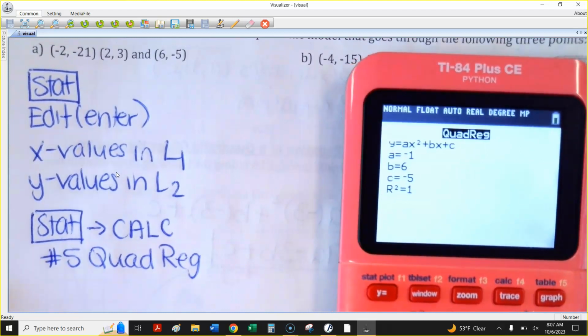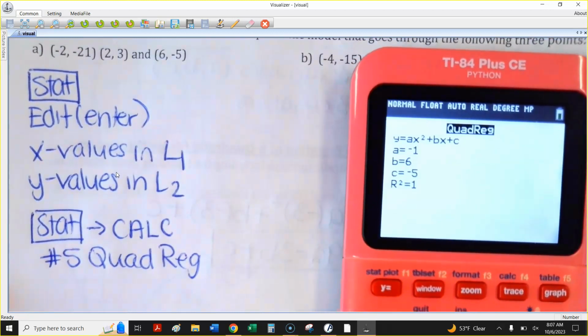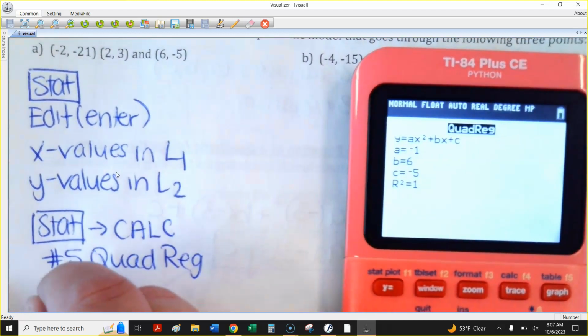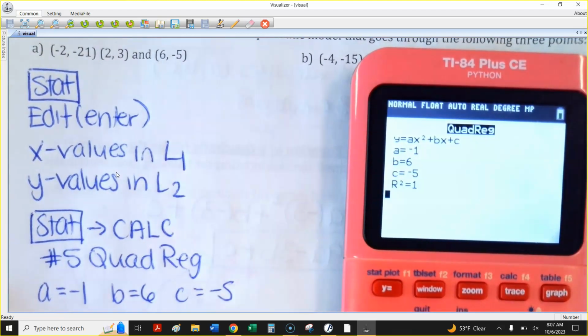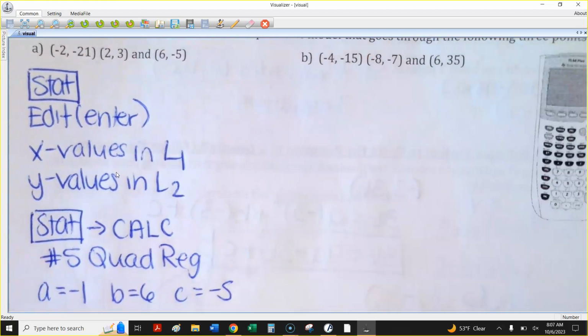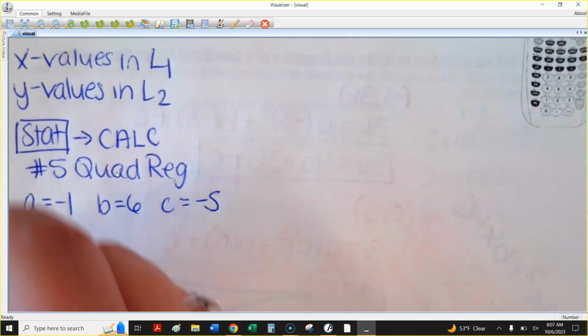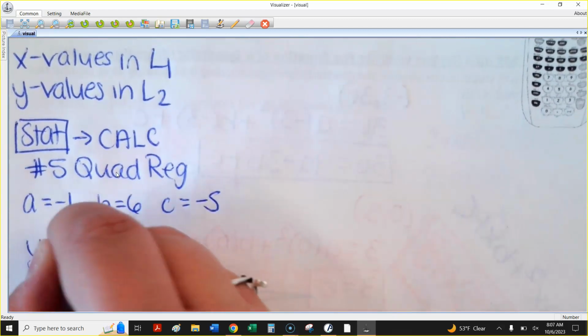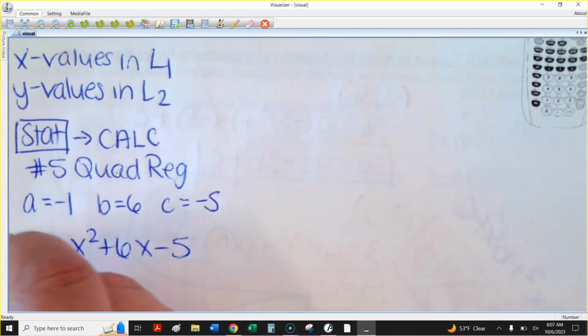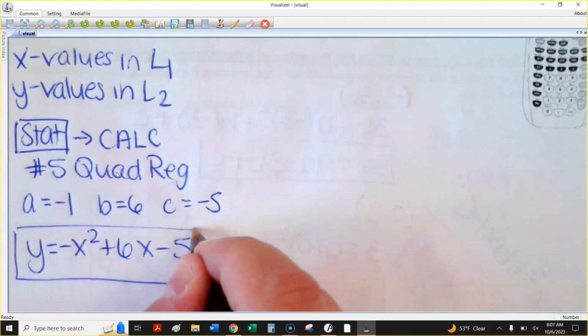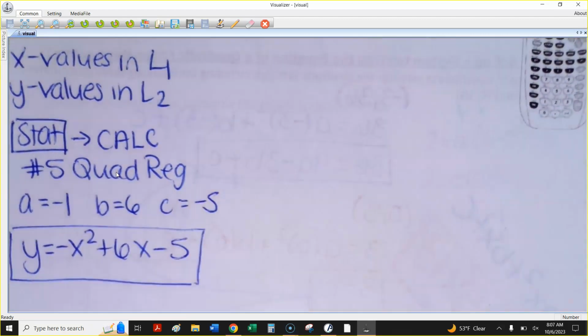Now, what I'm interested in are the A, B, and C values. The calculator tells me A is -1, B is 6, and C is -5. So if I want to write my quadratic equation, I'm just going to plug those in for A, B, and C. So y equals -x squared plus 6x minus 5. And once you get the hang of that, it is going to be significantly faster than trying to solve a system like we did on the front.